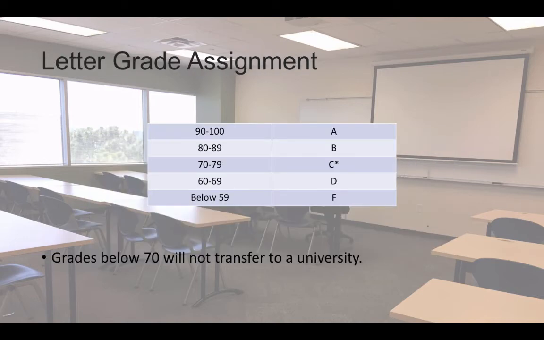The letter grade assignment. So we use a standard 4.0 scale. Anything from 90 to 100 is an A, which is 4.0. 80 to 89 is a B, which is a 3.0. 70 to 79 is a C, which is a 2.0. 60 to 69 is a D, which is a 1.0. Anything under 60, so 59 and below, is an F. If you get a D, if your score is 60 to 69, you still receive credit for the course. However, most universities will not accept anything less than a C as a transfer.